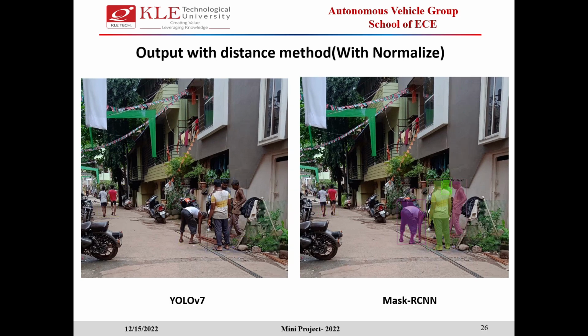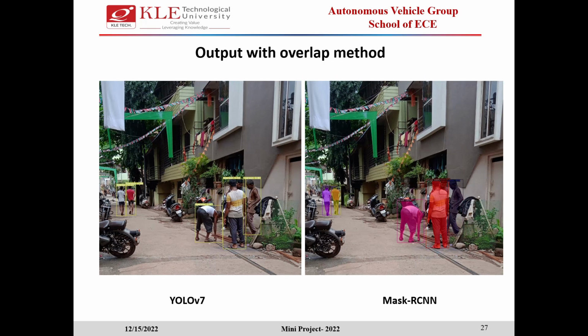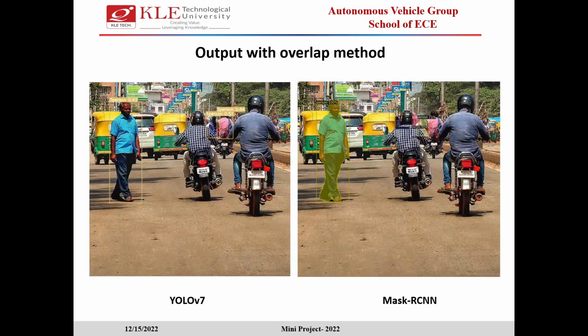As you can see, there was some error here. The people beside the motorcycle were not detected as pedestrians, but they were pedestrians. Hence we moved on to the overlap method, where you can see the problem with the distance method has been resolved. These are some more outputs of the overlap method, but here you can see that there are some errors in the output of the overlap method.